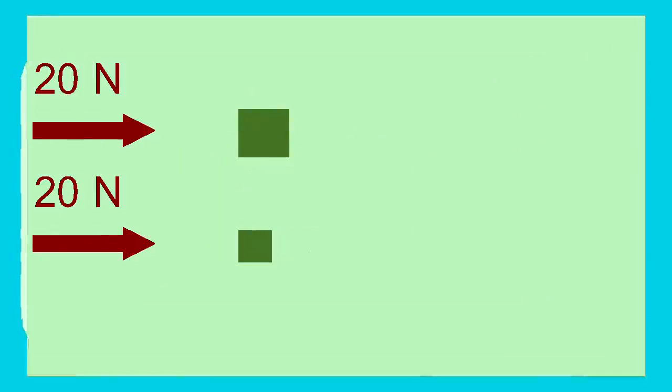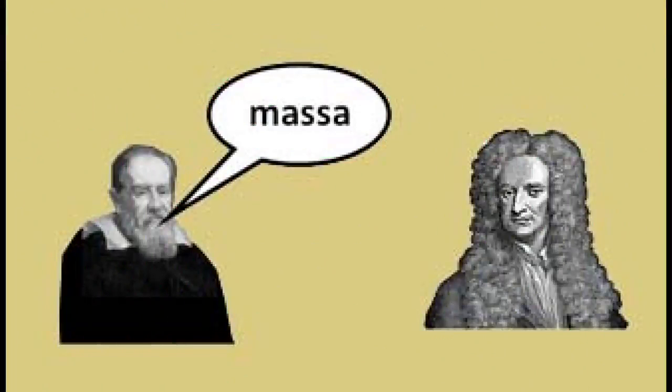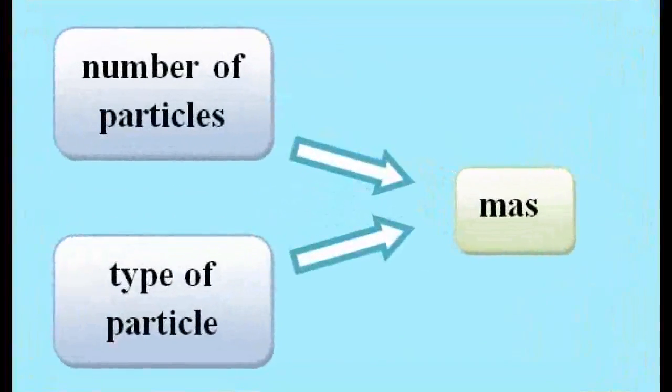Mass. Although mass is related to the amount of matter, it is defined as follows. The mass of matter is the resistance of an object to change in velocity. We will study this concept and the concept of force later. Galileo used the word massa, but Newton used it scientifically.